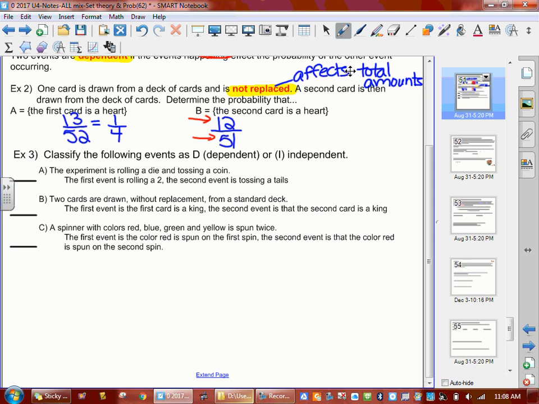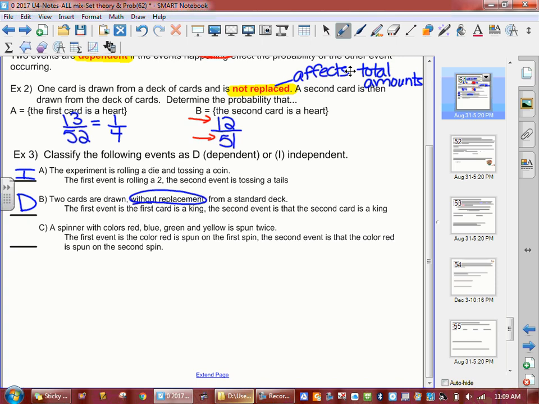So, let's take a look at this first experiment. We've got a die and a coin. If I roll a 2, does it affect me tossing a coin at all? Does rolling a die affect a coin? Never. So it will always be independent. Me flipping a coin does not affect me rolling a die. The next, I'm going to draw 2 cards. Keyword, without replacement, so you're not putting it back. The minute you see that, not replacement, that is an indication: dependent events all day long. So D for dependent. Not putting it back changes your total amounts. So if you're changing your total amounts, it's a dependent event.